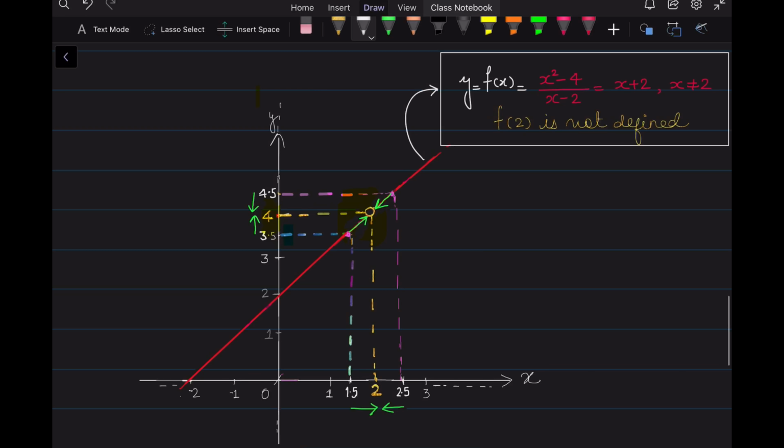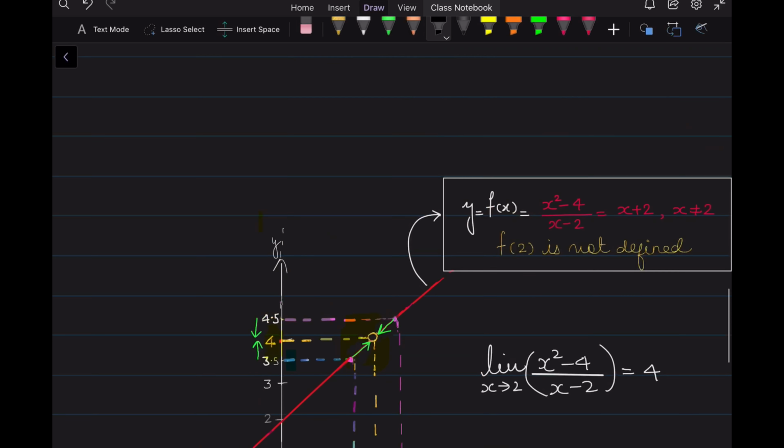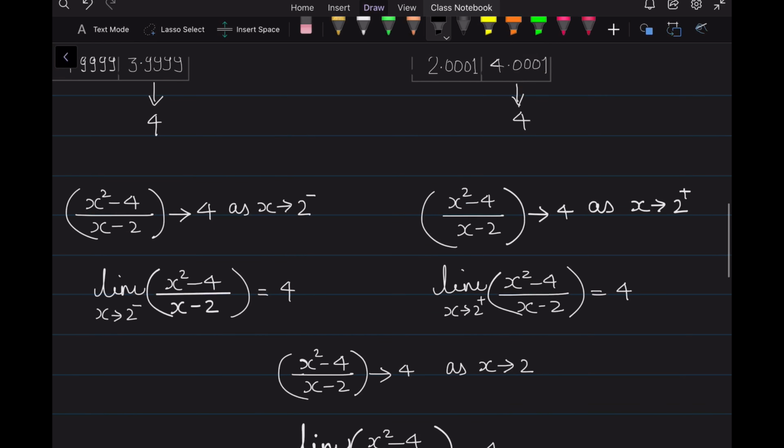So which means that the limit of this function, which is x squared minus 4 over x minus 2 as x approaches 2, is equal to 4. So we have seen graphically as well as numerically that the limit of this function is equal to 4.